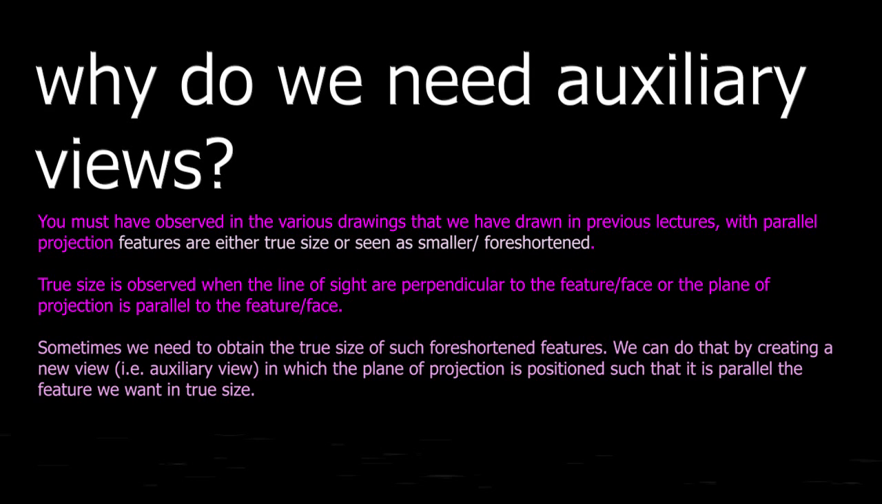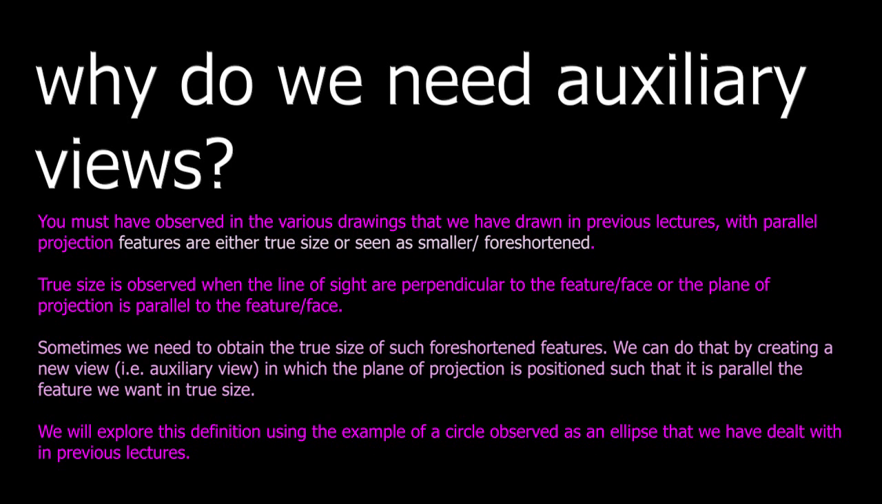We can do that by creating a new view, a new folding line or a new projection plane, which is all the same thing, which is positioned such that it is parallel to the feature we want in true size. We will explore this definition further using the example of a circle observed as an ellipse that we have dealt with in a previous lecture.